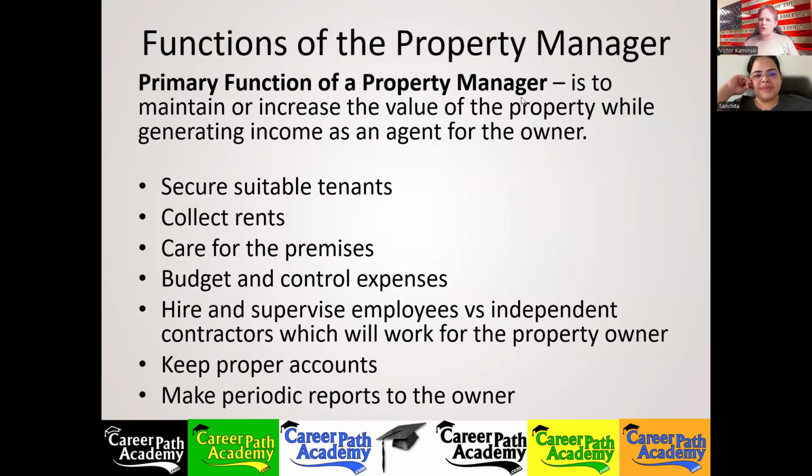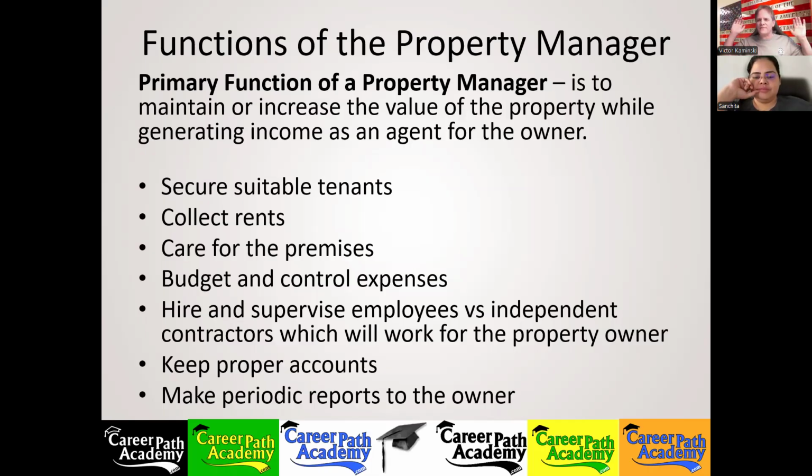All right, so what are the primary functions of a property manager? Well, it's to maintain or increase the value of the property while generating income as an agent for the owner. All right, so as a property manager, that's your job. If you look at the grander scheme of things, a lot of people, I ask them before we go into this, what is the primary function of a property manager? They're like, oh, to get tenants, to remove the snow, to clean up the garbage, to maintain the building. I'm like, yeah. You're looking too closely.